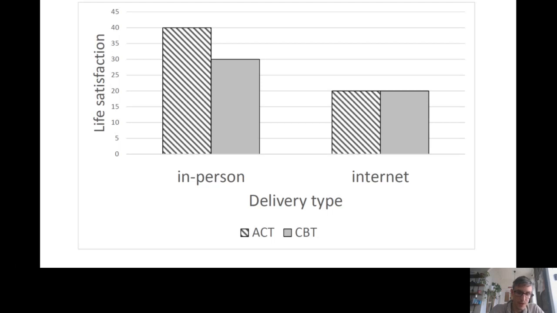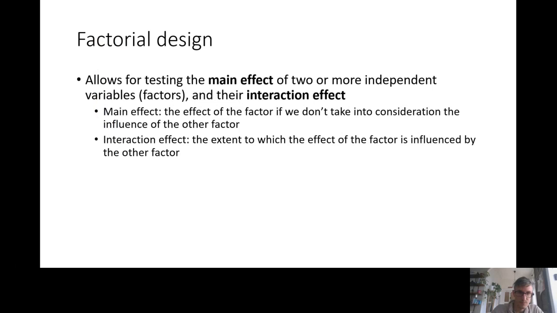The interaction effect basically means whether and to what extent one factor influences the effect of the other factor. So how much and whether it depends on the other factor. So factorial design lets us assess both the main effect and the interaction effect of different independent variables or factors.